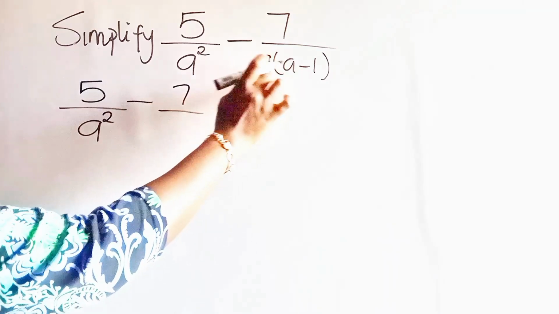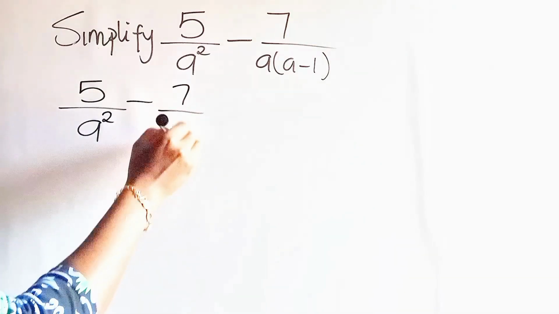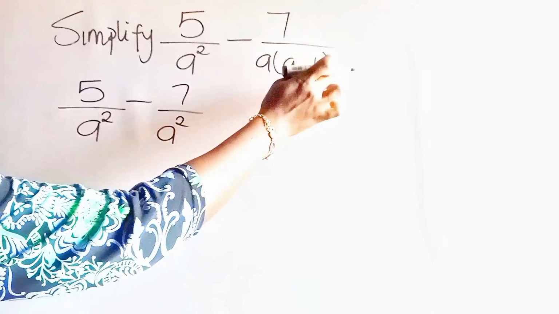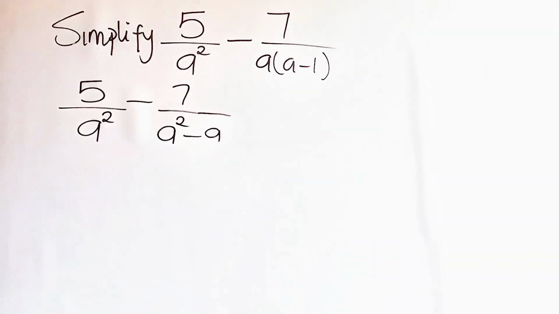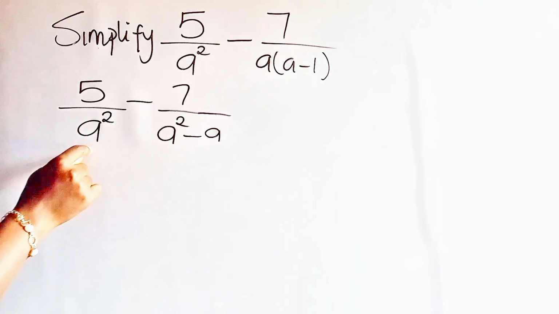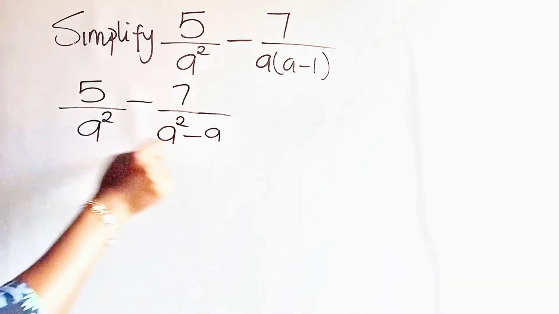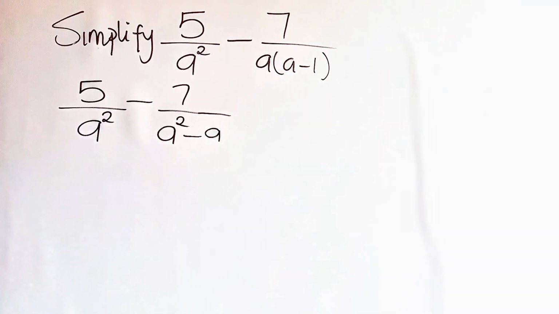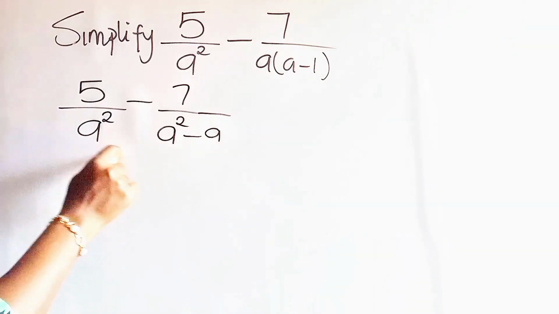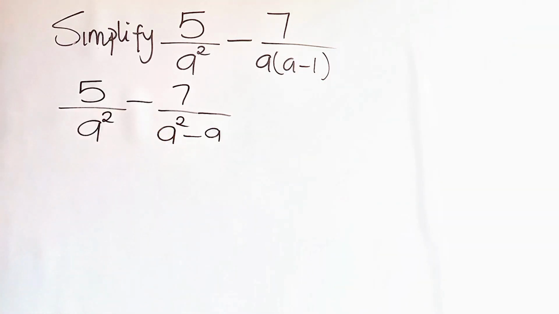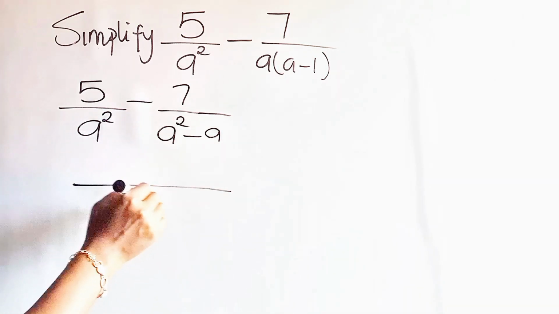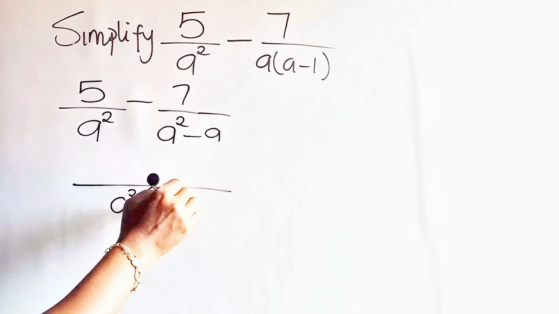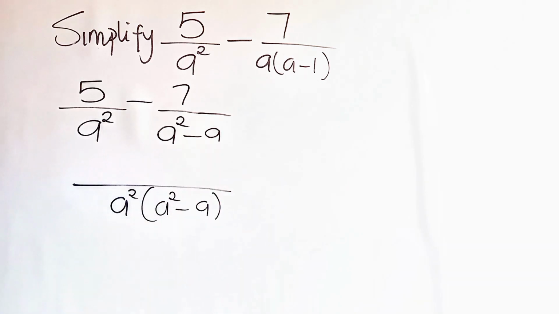So if we do that, we have 5 over a squared minus 7 all over. A times a would give a squared. A times minus 1 would give minus a. Now that we have this, the next step is to find the least common multiple of these denominators. Since there are different denominators, we are going to simply multiply the two terms. So the common denominator now will become a squared multiplying a squared minus a, right?